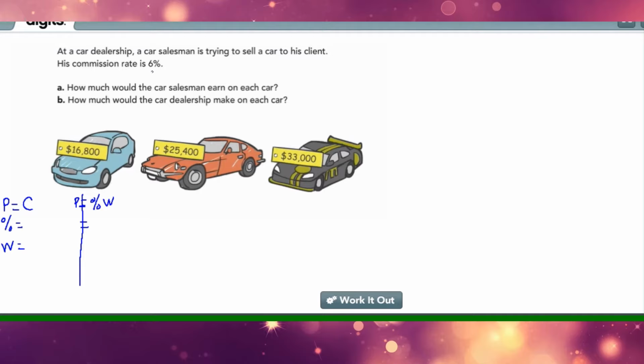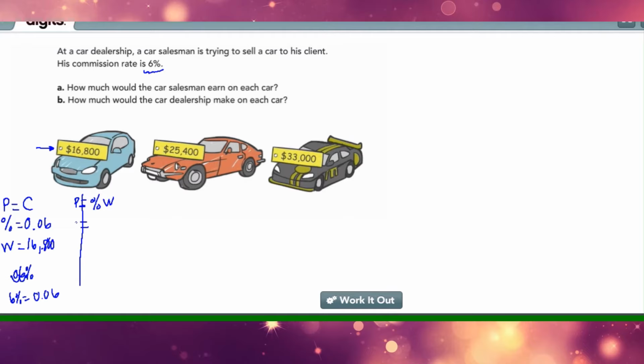Our percentage is the 6% here. So when you are substituting the percentage into the equation, make sure you use the decimal form of the percent. Percent to decimal, you divide, or you move the decimal point 2 times to the left. So 6% written as a decimal is 0.06. So we're going to use 0.06 when we substitute that into our equation. Our whole is the original price of the car in this case. So it's $16,800. That will be our whole.